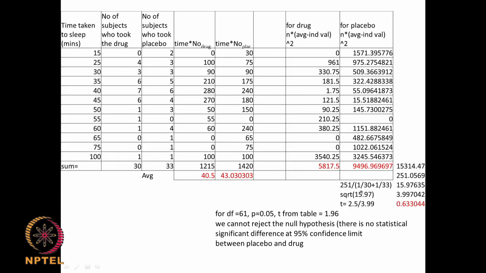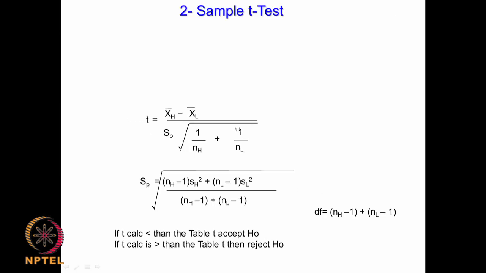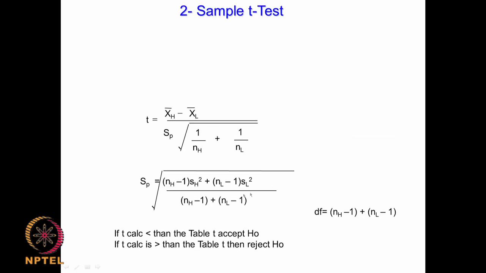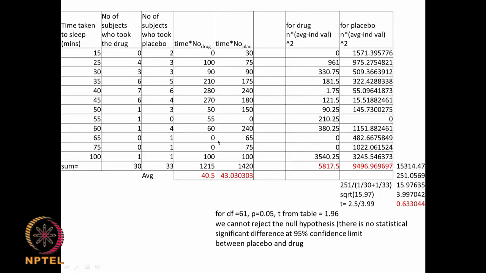And then finally you end up with 251 divided by 1/30 plus 1/33, that is nothing but this, because 30 is the number of samples for the drug and 33 is the number of samples for placebo. Then you take the square root, that comes to 3.99, so that covers the entire denominator part. The numerator is 2.5, that is the difference in the averages. So you divide 2.5 by 3.99, you will get 0.633.